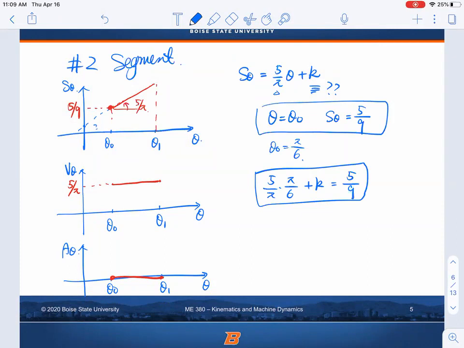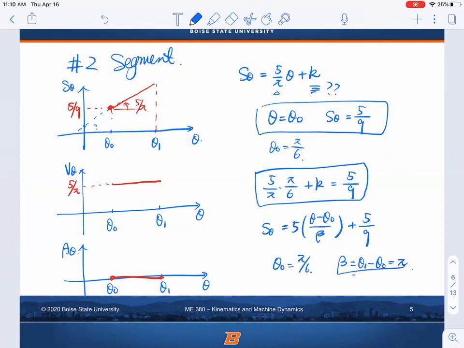So eventually, your S theta is 5 times theta minus theta naught over beta, plus 5/9. In this case, your theta naught is pi over 6. Your beta is theta 1 minus theta naught, which is different, because the width here is pi.